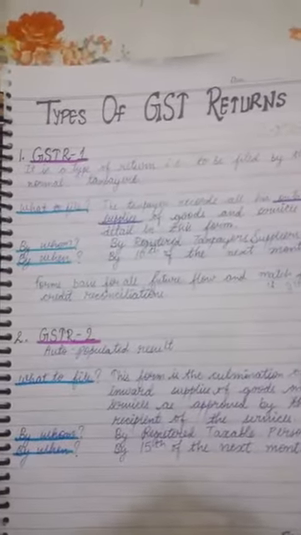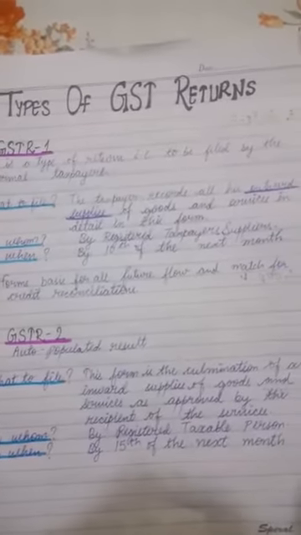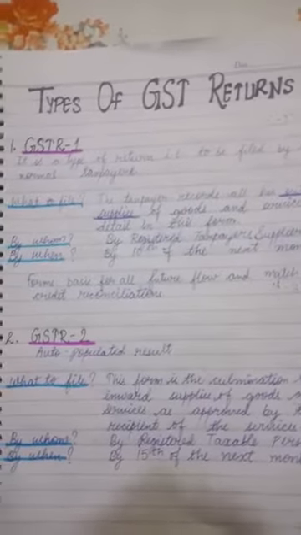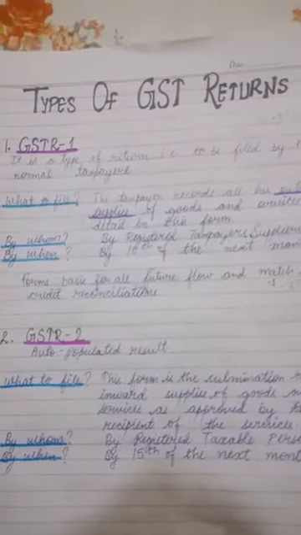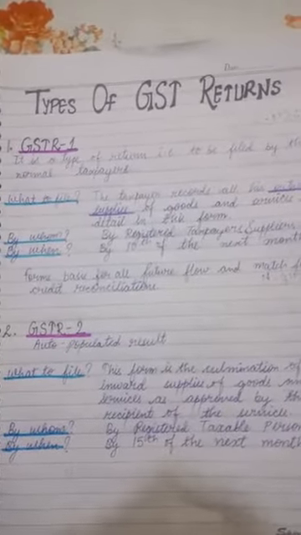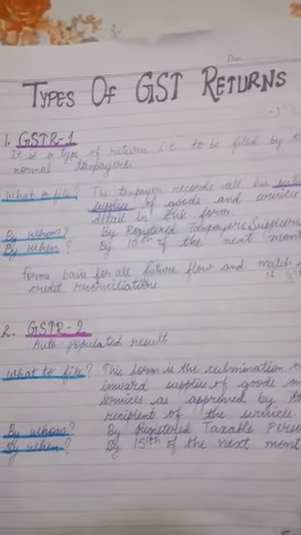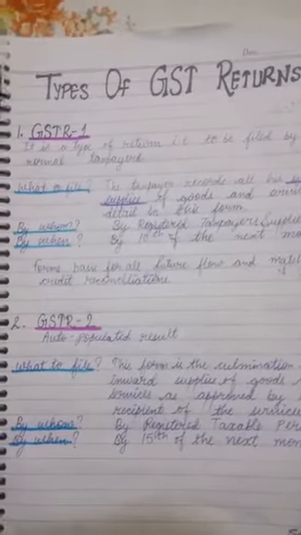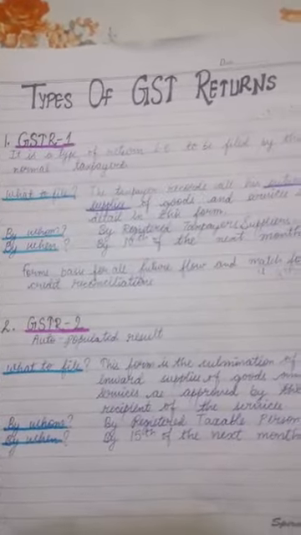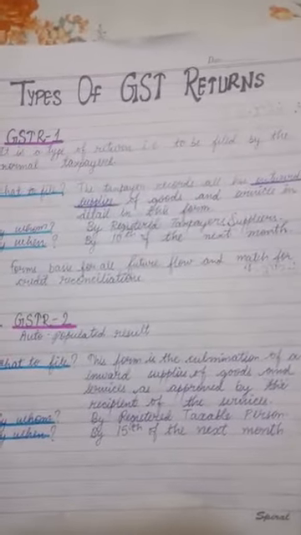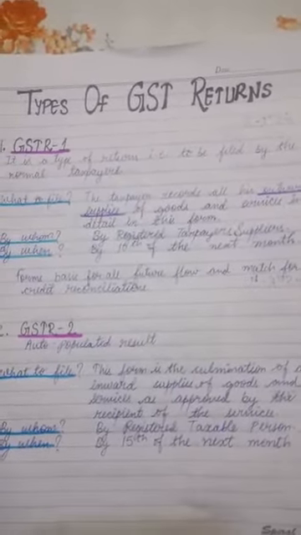First is GSTR1. GSTR refers to the goods and services tax returns. In this GSTR1, it is a type of return that is to be filed by the normal taxpayer. I have categorized into three parts, that is what to file, by whom and by when. What to file: the taxpayer records all his outward supplies of goods and services in detail in this form by registered tax, and then comes by whom it is to be filed. It is to be filed by the registered taxpayer suppliers, and then by when it is to be filed. It is to be filed by 10th of the next month.